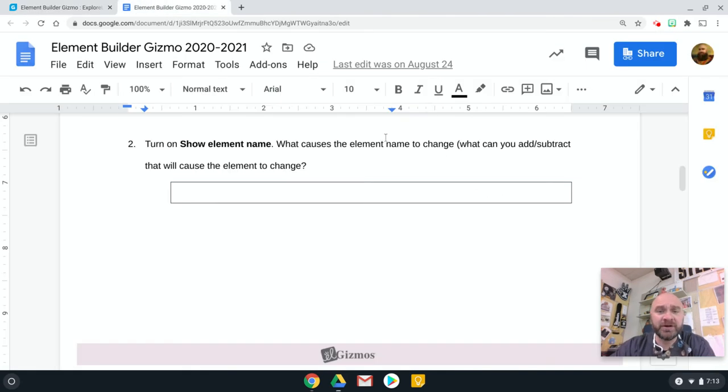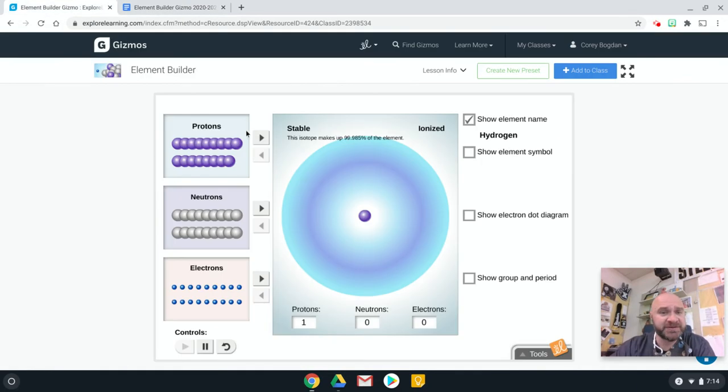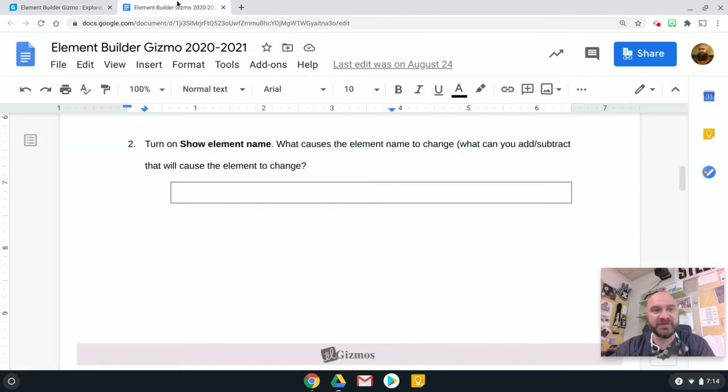All right. What causes the element name to change? You can add or subtract. What can you add or subtract that will cause the element to change? So we add protons, and we are looking for this word here to change. So looks like changing the protons does change the element. Let's just make sure, though. Check the rest. Neutrons. Neutrons do not change the element, and electrons do not change the element. So it seems like only one of these will actually change what element it is. And so now we can answer that question.